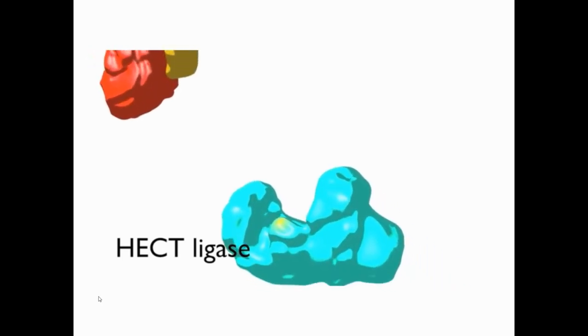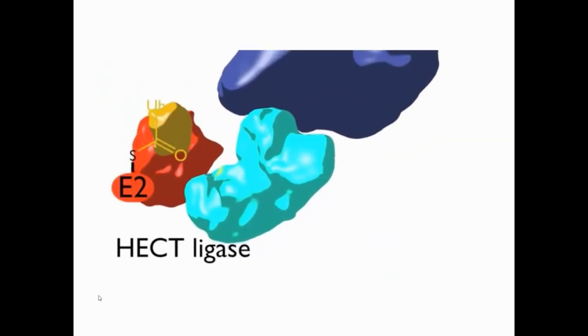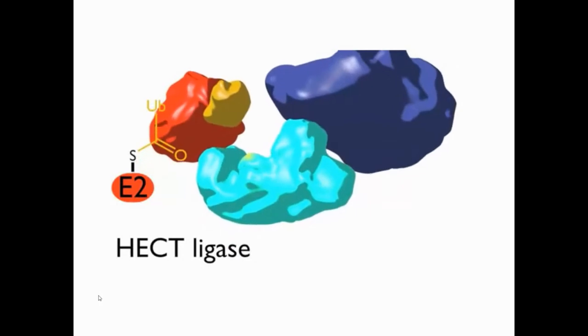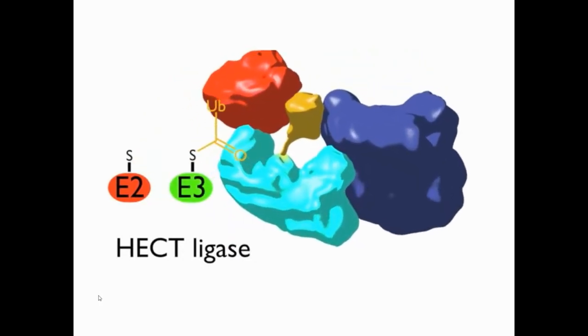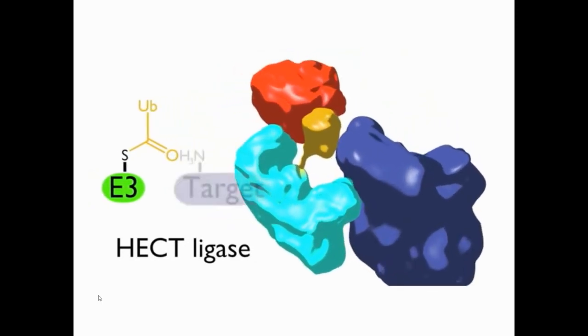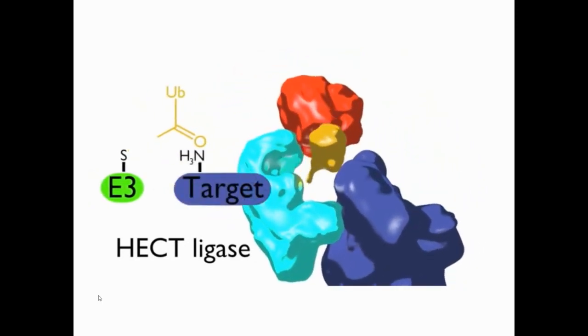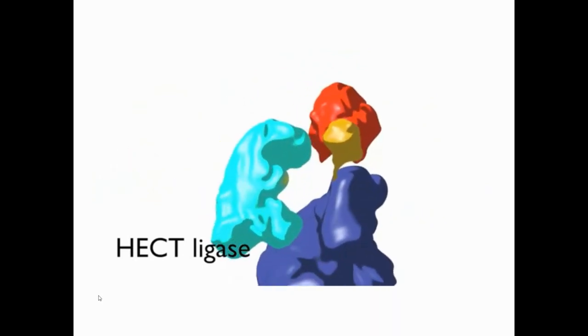Another E3 class, such as the HECT ligases, contain an active site cysteine. In this case, the HECT E3 binds the E2 ubiquitin conjugate and the substrate, but first stimulates transfer of ubiquitin from the E2 to the active site cysteine of the E3 in yet another transthiolation reaction. The HECT ligase then catalyzes attack of the substrate lysine on the ubiquitin E3 thioester, and the ubiquitin C-terminus is conjugated to the substrate lysine.